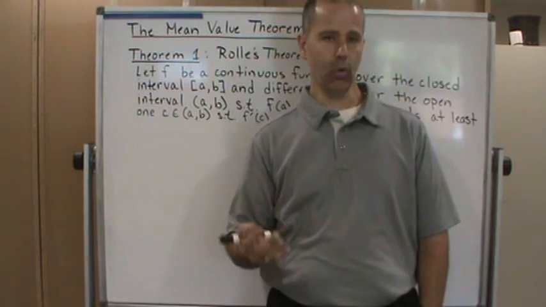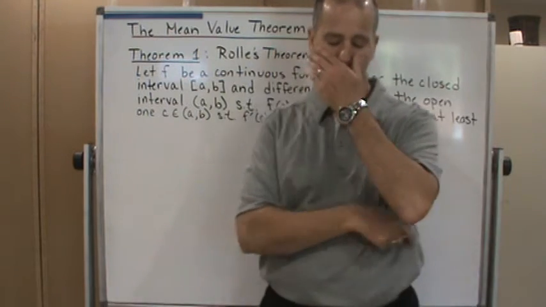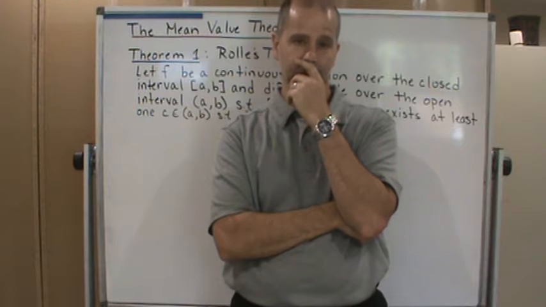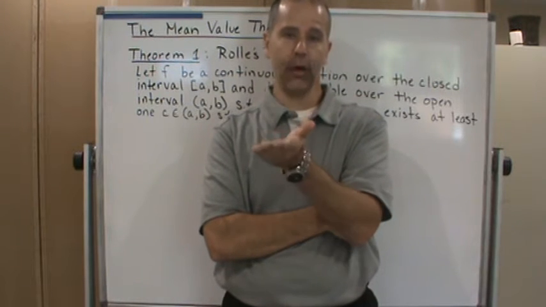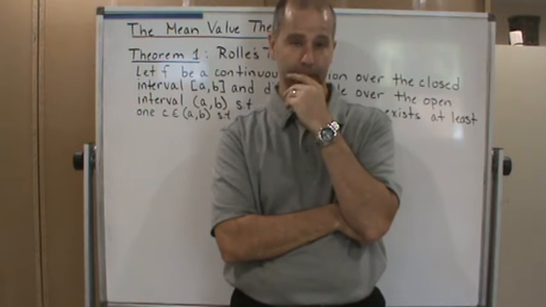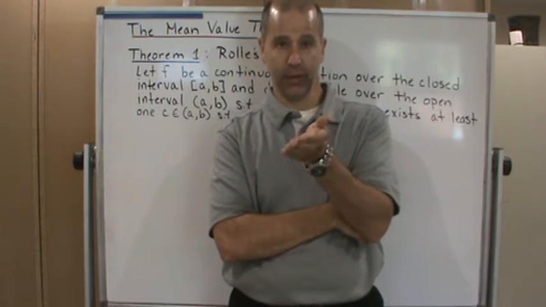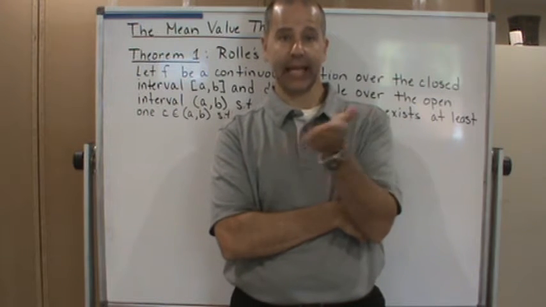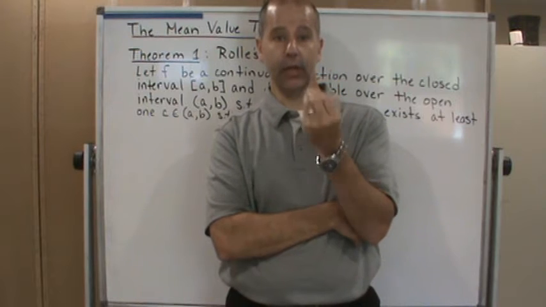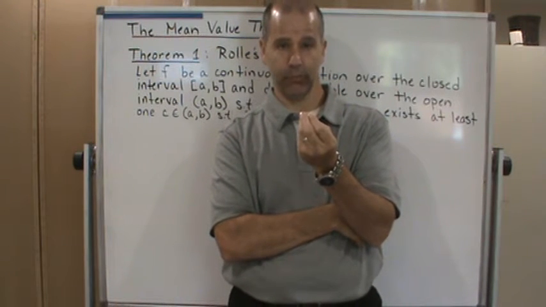Now, what Rolle's theorem basically says, and I'll read you the theorem in a moment, is that if we have a differentiable function where the value of that function is the same at the endpoints, then there must be some point, some c value, inside the interval such that the derivative of the function at that point is 0.